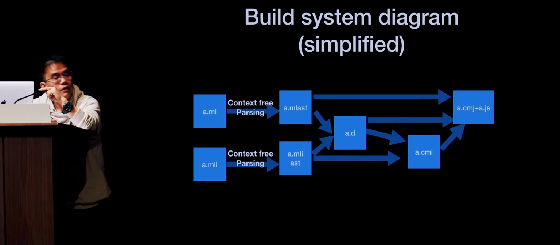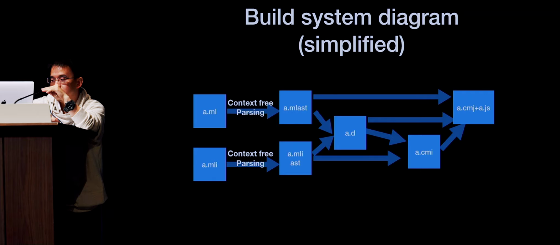To give you an idea of what the build system looks like, this is a simplified diagram of the build system. So suppose you have two files. One is a.ml, which is the implementation file. The other is a.mli, which is the interface file. So the build system will first take the source language and get a binary AST for each file. This parsing is context-free parsing, which means it can be highly parallelized. So parsing a.ml and a.mli doesn't need to go to other dependencies.